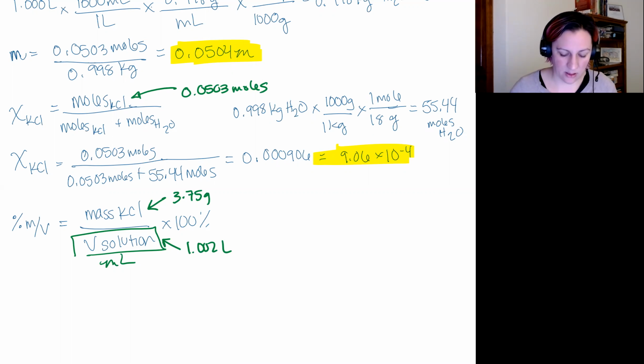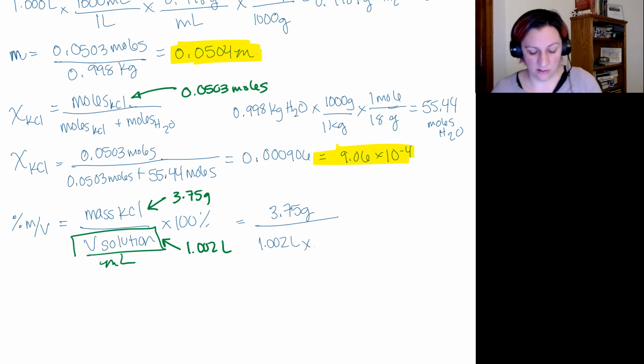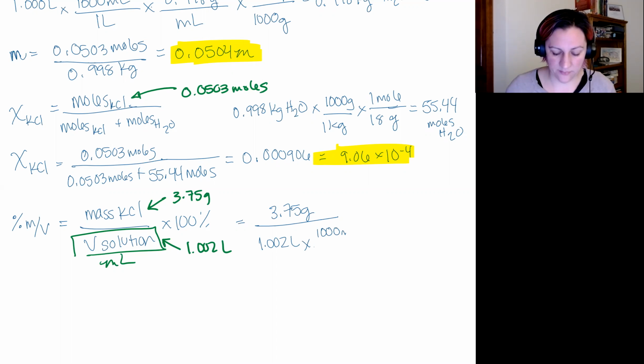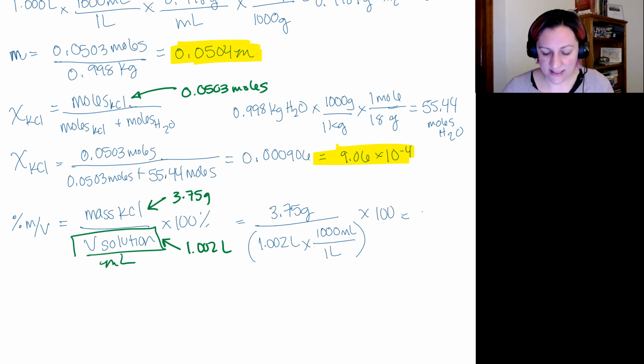So this is going to be equal to my 3.75 grams of my KCl divided by my 1.002 liters and then converted into milliliters. So times 1,000 milliliters divided by 1 liter there on the bottom times 100%. If you have a percent button in your calculator, don't use it. Typically that actually changes things around, but times 100, I guess I should say. And that's going to give me a value of 0.037%. And so that's going to be my mass per volume. All right, one last one. We are going to do parts per million.